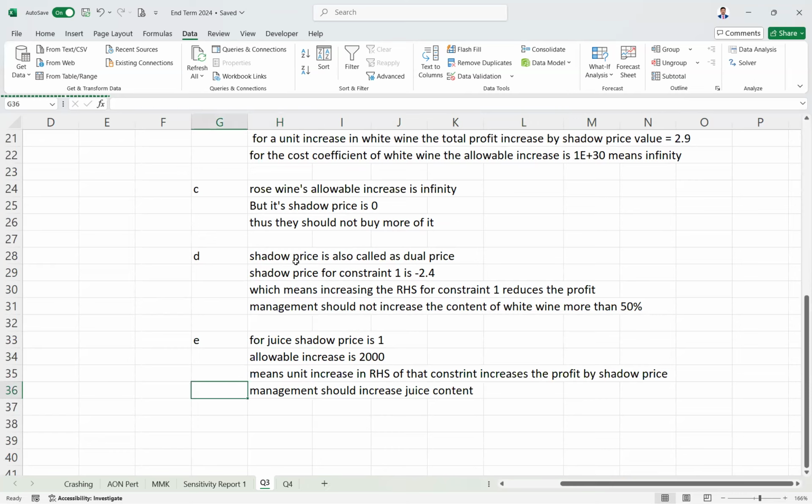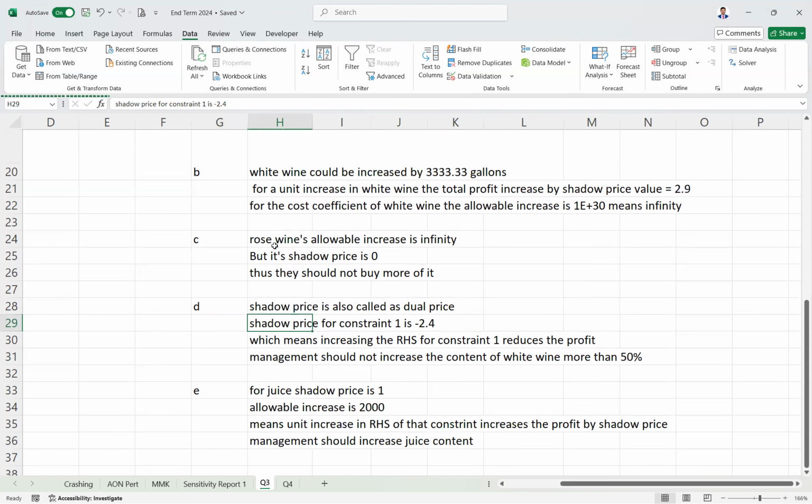Similarly, if you see the other value, the D part of the question, look at the question later, the shadow price is negative. So management should not increase it, because if this value is increased, the profit will reduce, as the shadow price is negative, minus 2.4. For rose wine, the shadow price is 0. So there is no use.